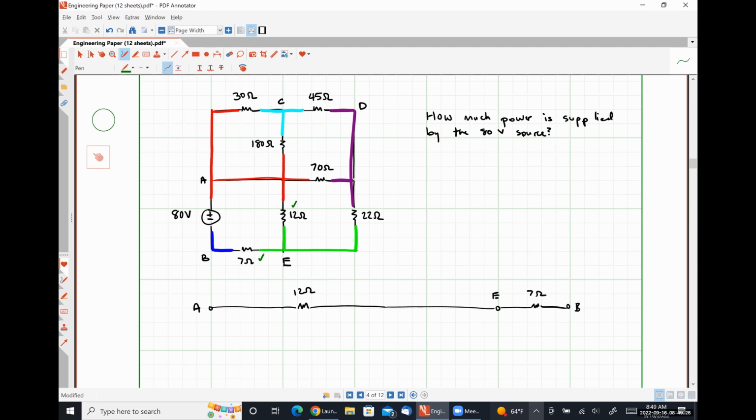Another way that we could go would be to go from A to D to E to B. So let's put D here. We go from A to D through the 70 ohm resistor. And then we go from D to E through the 22 ohm resistor. I'll check these off.